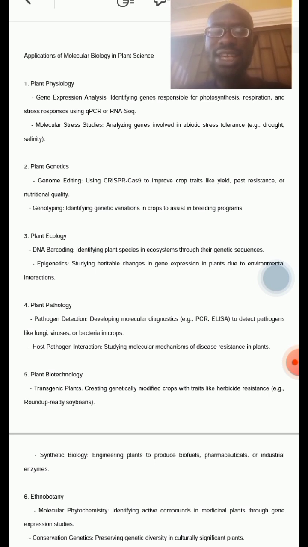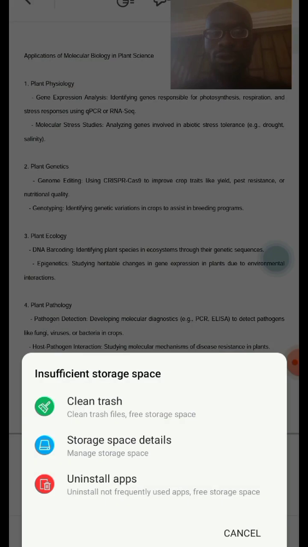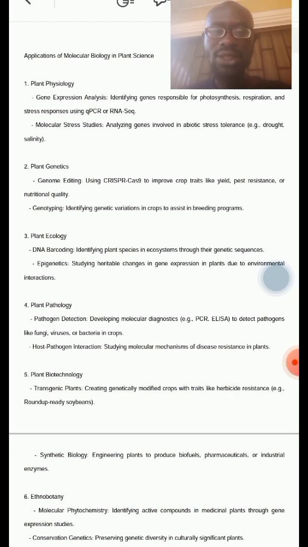There's what we call DNA barcoding. With DNA barcoding, you'll be able to identify the different species of plants without using their morphological characteristics. You just know that, okay, through DNA barcoding, this is this particular species of this particular plant. You can also do what we call epigenetics, where you study how the environment affects the different characters of the plant and whether these characters can be passed down to the next generation or not. That is under plant ecology.